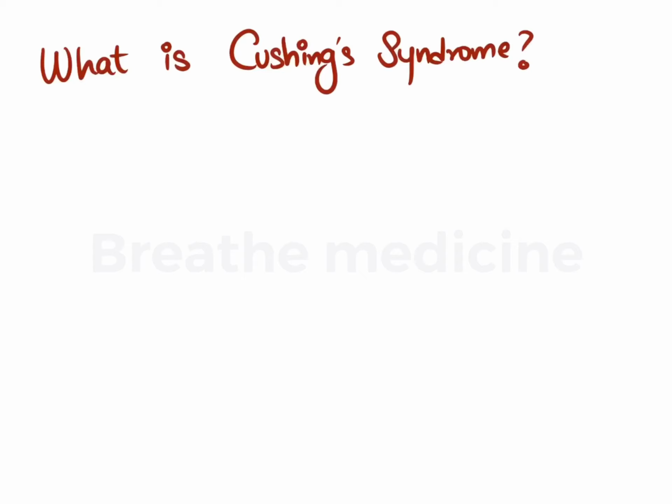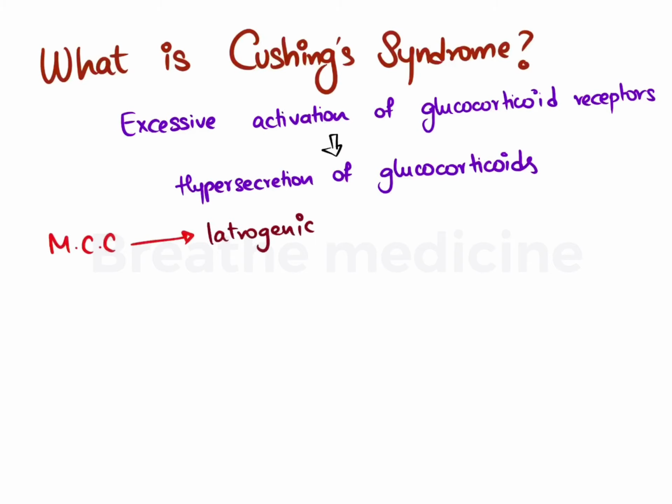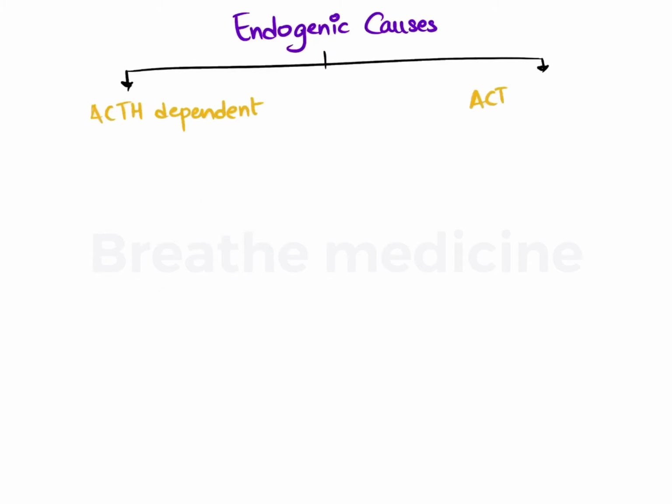So what is exactly Cushing syndrome? There is excessive activation of glucocorticoid receptors, which will lead to hypersecretion of the glucocorticoids. As we saw in the mnemonic, the most common cause being iatrogenic, which is due to increased administration of corticosteroids. Etiology is classified into exogenous causes and endogenous causes. Endogenous causes are further classified into ACTH dependent and ACTH independent.